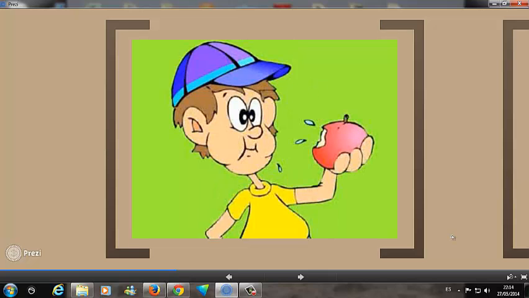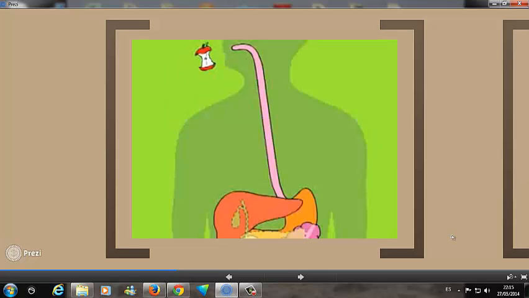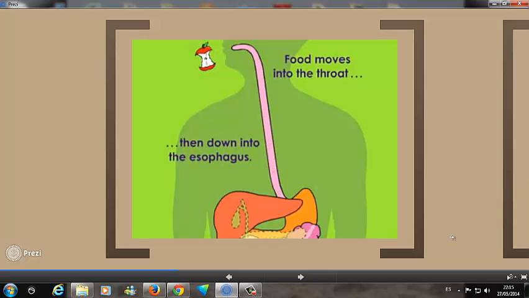The journey of that apple you ate after school begins at the mouth where it's cut and mashed and ground into small pieces by your teeth, and saliva begins the digestive process with the help of... It helps you swallow. Oh, the tongue. Yes, very good. The food moves into the throat and then down into... The esophagus? Yes, a soft tube that empties into the stomach.